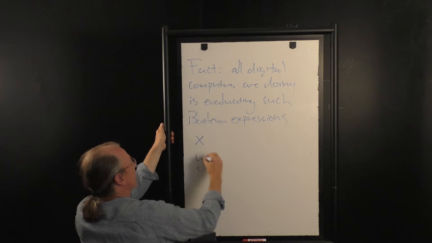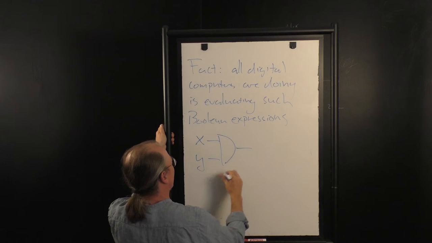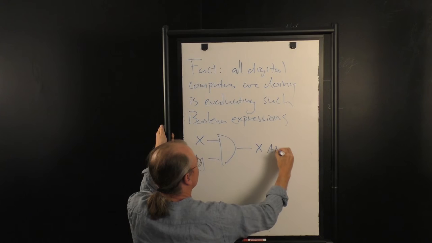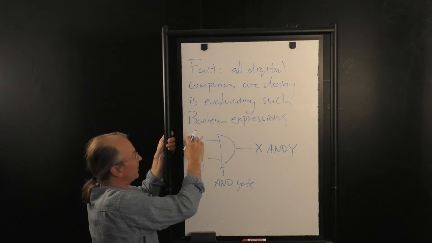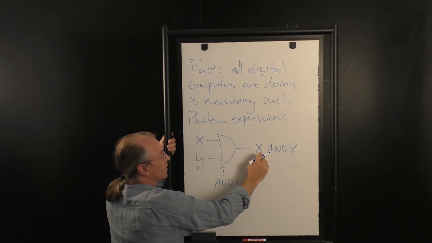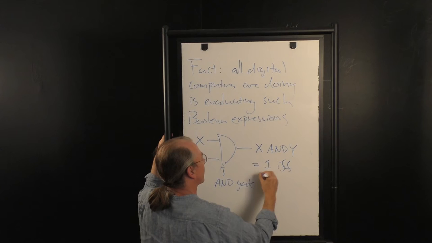This is how I write the same kind of thing in computer language. This says X and Y, and this is what's called an AND gate. An AND gate is simply a device in a computer that takes in the inputs X and Y, which are 0 and 1, and it outputs X and Y. And this is equal to 1 if and only if X is equal to 1 and Y is equal to 1. Otherwise, it's equal to 0.